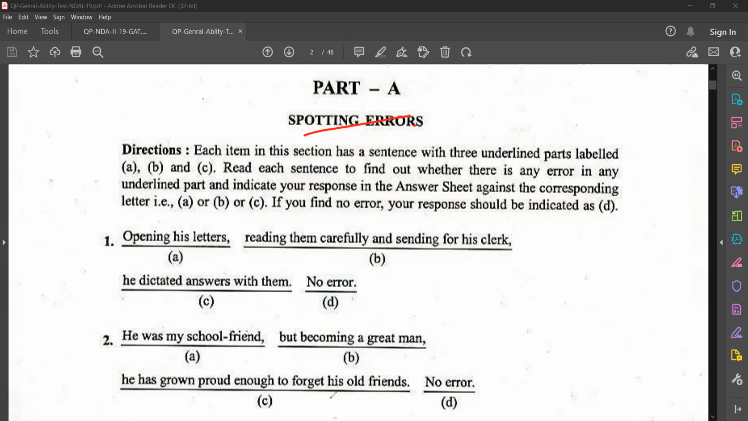Okay, so read it. First question: Opening his letters, reading them carefully and sending for his clerk, he dictated answers with them. Find out which part of the sentence has the error. Read it two or three times and find out the answer.